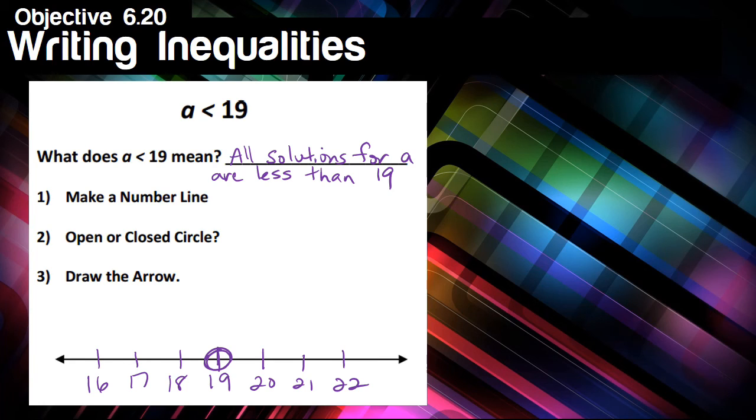And now we need to draw the arrow. The arrow represents all of the solutions for this inequality. Less than is probably going to the left here, but we're going to check the numbers just to double check. Is 18 less than 19? Yes. Is 17 less than 19? Yes. Is 16 less than 19? Yes. So that means our arrow is going to the left. Let's double check on the right-hand side. Is 20 less than 19? That's not right. What about 21? What about 22? So we know that we drew our arrow correctly. We had an open circle on 19, and it's going to the left.